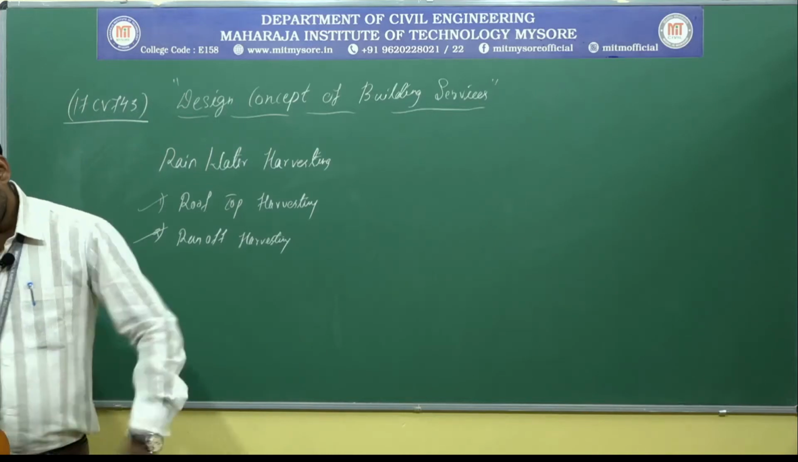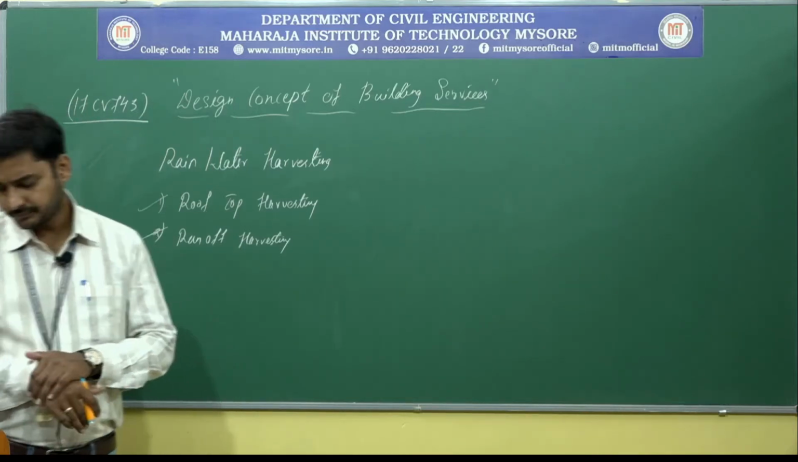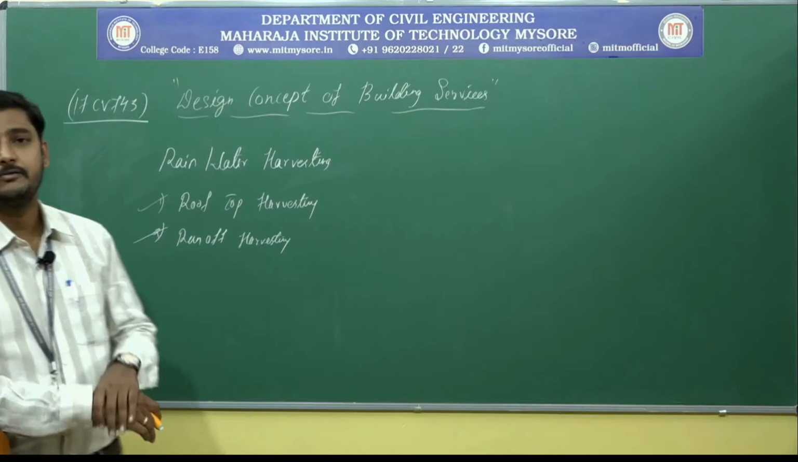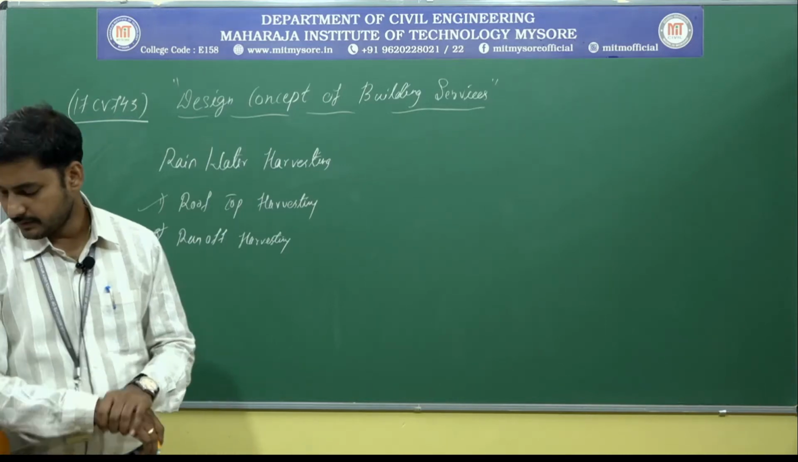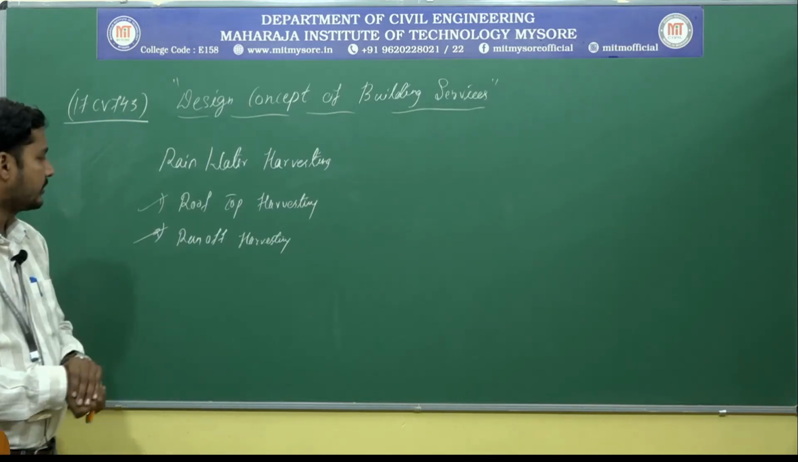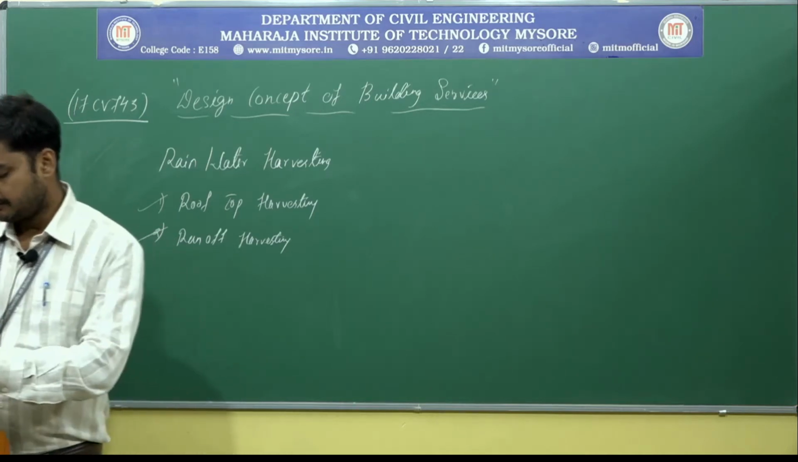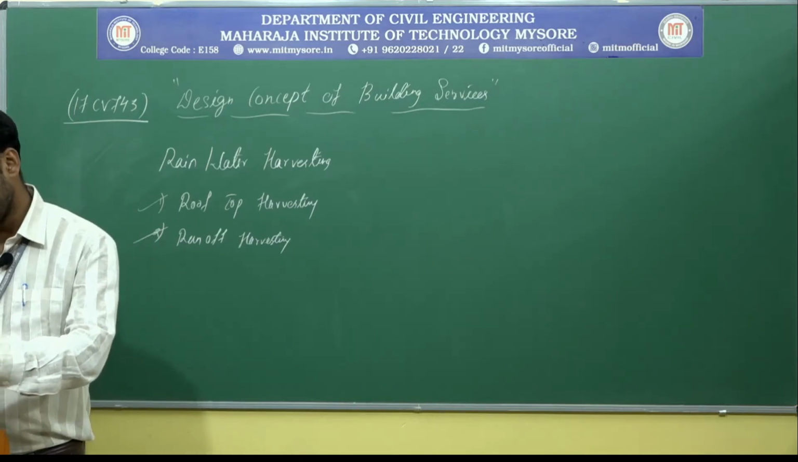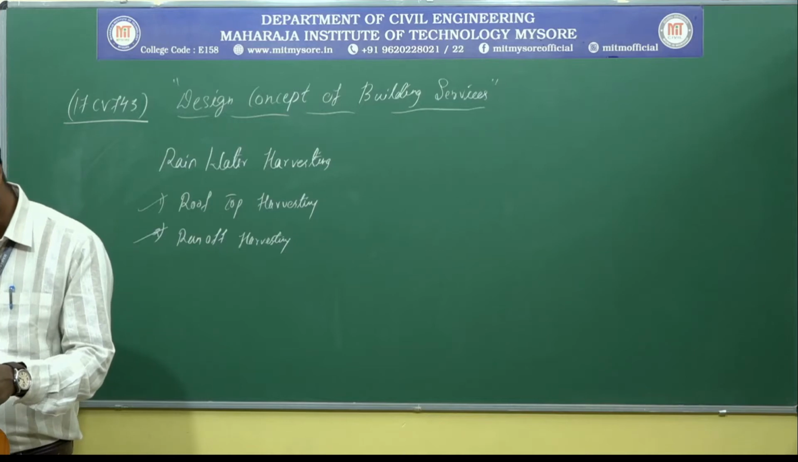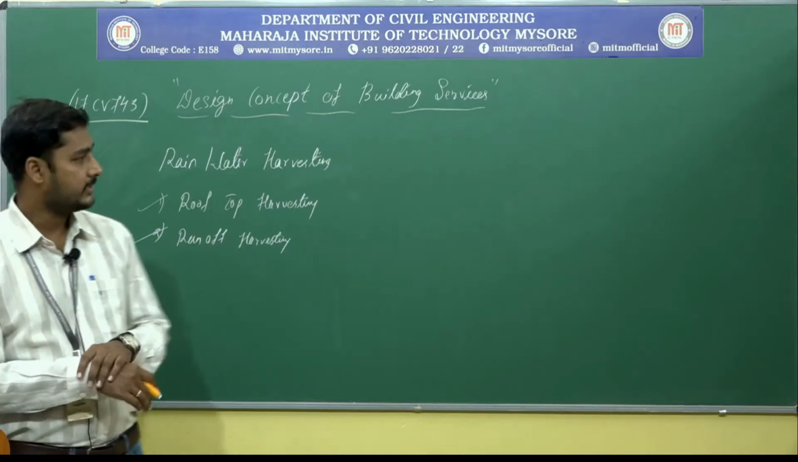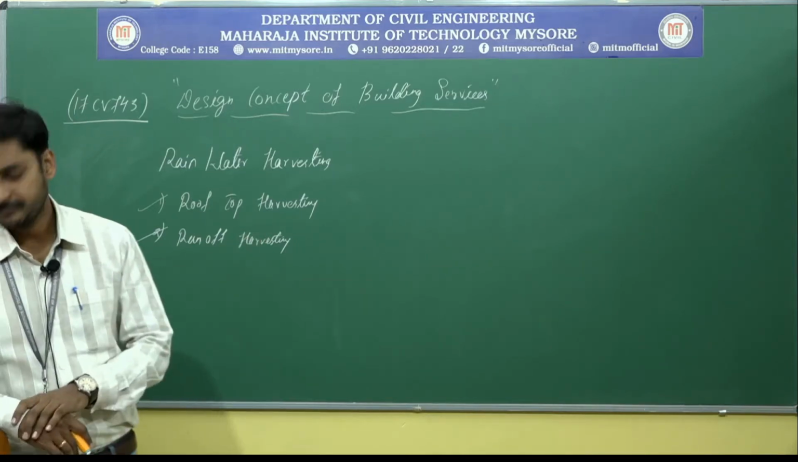So, these are the two methods of collection of rainwater. The first one is rooftop harvesting and the second one is runoff harvesting. So, now we will discuss one by one. The first one is rooftop harvesting. Yes, we can observe in this figure, right.